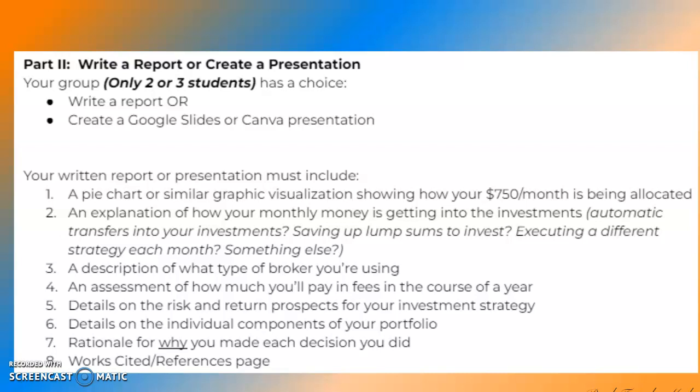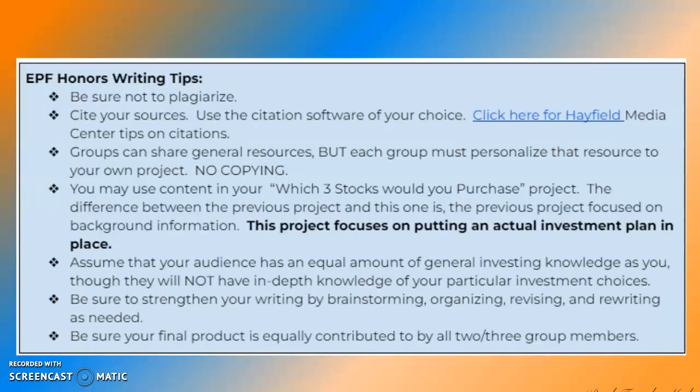So for this project, we definitely want a works cited page. We definitely want a references page. So just some writing tips for this EPF honors class. Be sure not to plagiarize. You want to cite your resources. So use the citation software of your choice. Or when you're in the document, you can click the link where it says click here for Hayfield, and it'll take you to our media center, and it gives you some tips on citations.